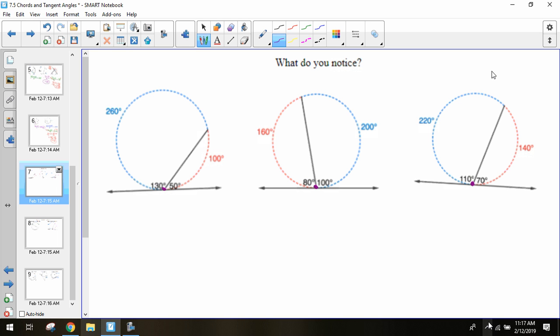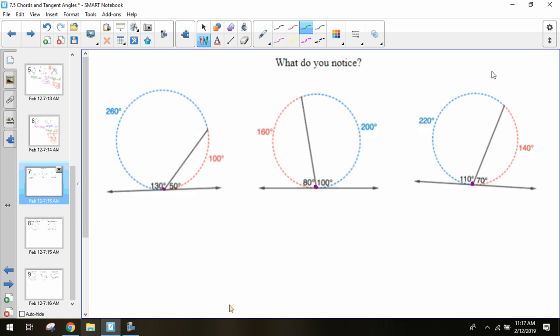Do you notice anything else? What do you notice about these two angles? Yeah. So your angles are always going to be supplementary because they're both on that tangent line. They both form a line. Your two angles will always add together to equal 180. What else do you notice?